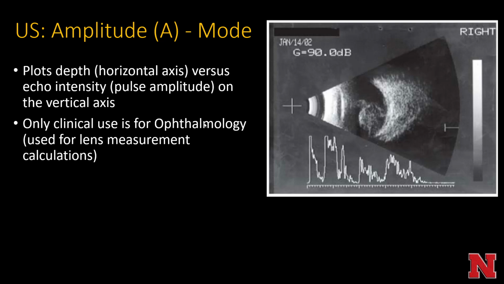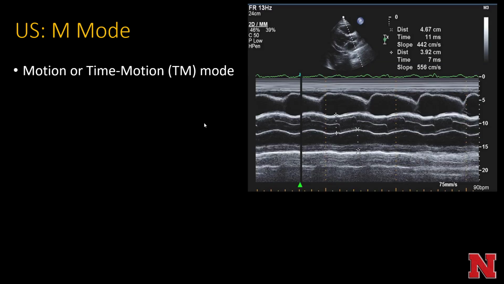It's where the sonographic machine plots the depth on the horizontal axis versus the echo intensity or the pulse amplitude on the vertical axis. Clinically, this is used in ophthalmology to measure lens and do lens measurement calculations. We really don't do that much within our realm of diagnostic imaging for radiology, though.